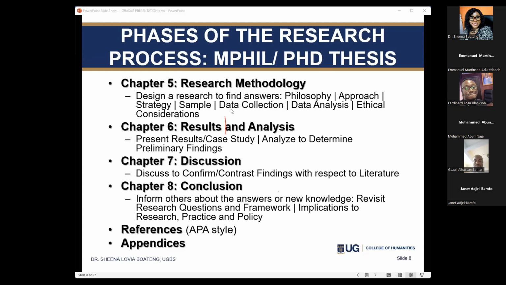Then you conclude with your references, which is APA style, or the department required or school required specific style that you are supposed to use for completing your work, if any. If not, then you revert to the graduate school standard, which is the APA style. And then you present your appendices, right? So those are the phases of the research process for the long essay and the thesis.